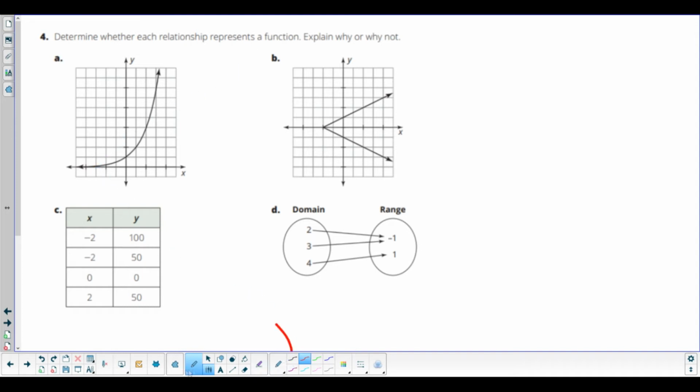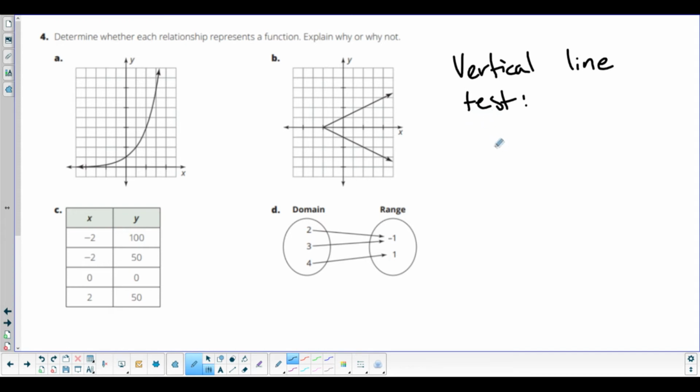The first 2 we have are graphs. And the thing I want to talk about with graphs is a specific test called the vertical line test. Here's how it goes. If I can find a spot on a graph where drawing a vertical line would cross my graph more than once, then I know it's not a function.